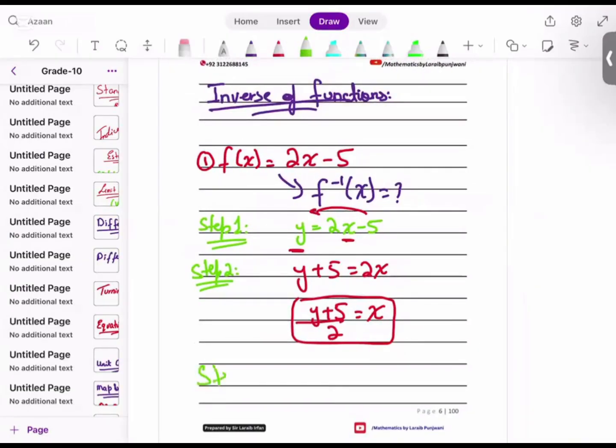Very important step. We have done all the work. Now, the last step is you get the subject x. This is your answer. So how will you write the answer? F inverse of x. Now you will replace y by x. You will write x plus 5 divided by 2. Because your question is written in x form, you have to replace y by x. So now the answer will become x plus 5 divided by 2. Yes, Azan, any confusion? No. Very good, very good. Well done.